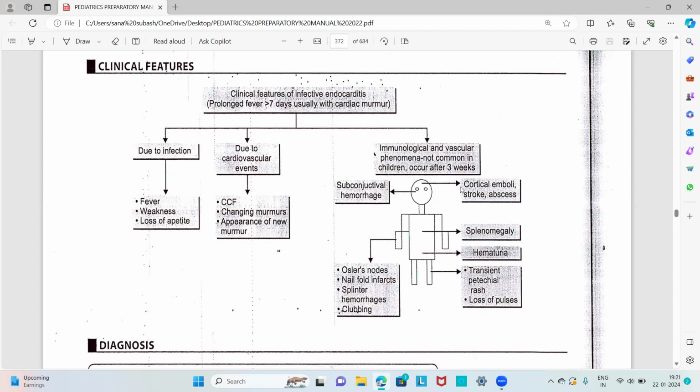So in this order, we have to remember the immunological and vascular phenomena in infective endocarditis: subconjunctival hemorrhages, cortical emboli, abscess and stroke, then splenomegaly, which is due to embolization from the vegetation. Then hematuria, transient petechial rash, loss of pulses, then Osler nodes, nail fold infarcts, splinter hemorrhages and clubbing. So these are the clinical features of infective endocarditis.